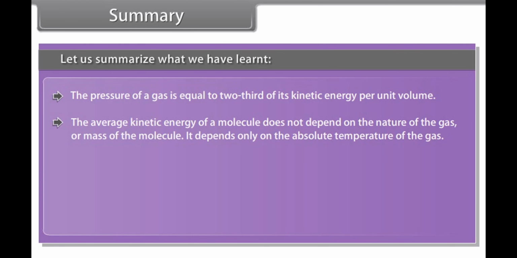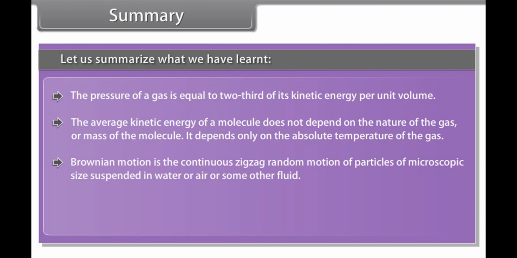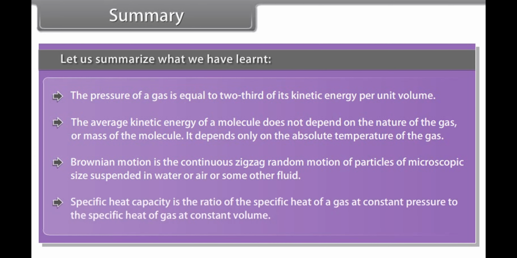The average kinetic energy of a molecule does not depend on the nature of the gas or mass of the molecule. It depends only on the absolute temperature of the gas. Brownian motion is the continuous zigzag random motion of particles of microscopic size suspended in water or air or some other fluid. Specific heat capacity is the ratio of the specific heat of a gas at constant pressure to the specific heat of gas at constant volume.